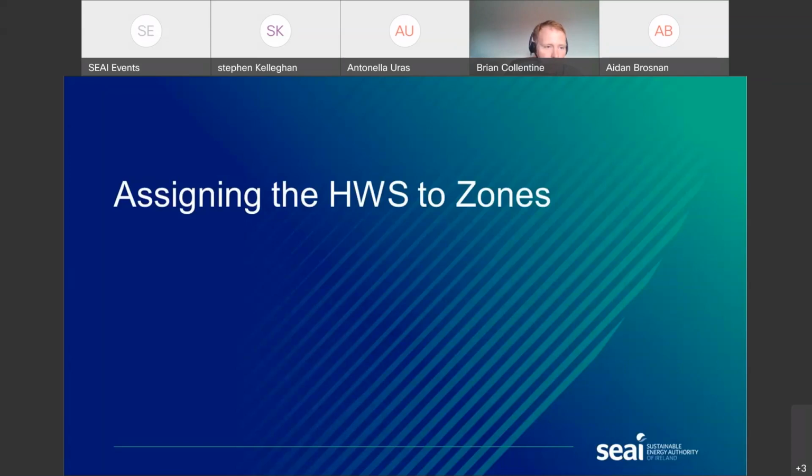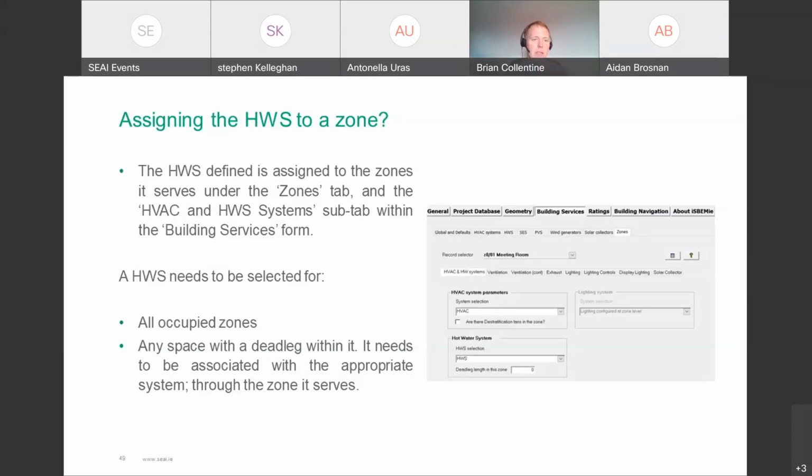Assigning the HWS to zones. The HWS defined is assigned to the zones it serves under the zones tab and the HVAC and HW system sub-tab within the building services form. So you open up the building services form, and under HVAC you'll have 2 entries for hot water system, which you can select accordingly based on what systems you defined.